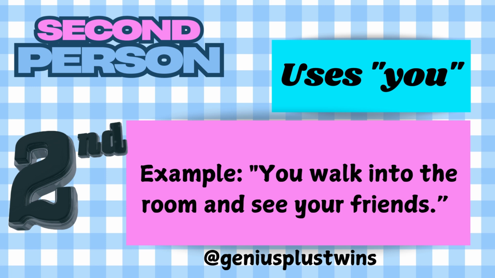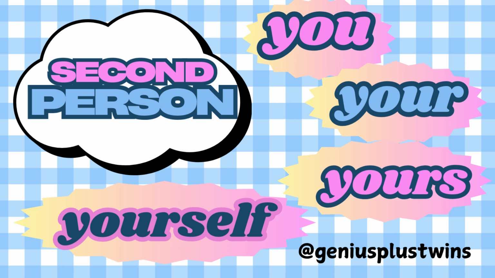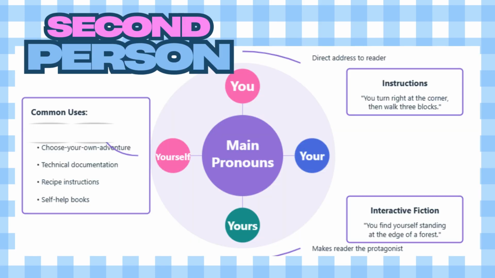Now we'll move on to second-person point of view. I'll start with an example. You walk into the room and see your friends. Second person uses words like you, your, yours, or yourself. Now, here are some common uses.